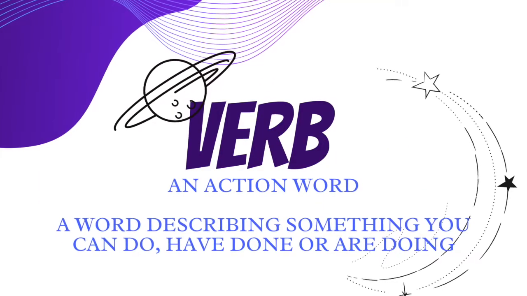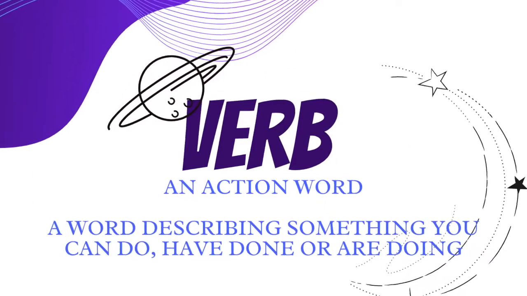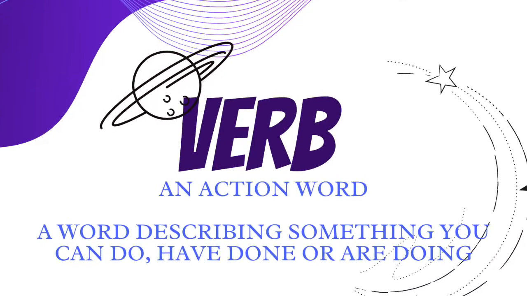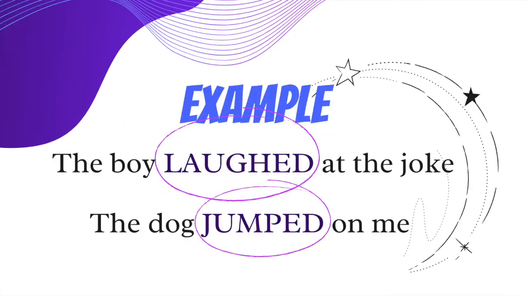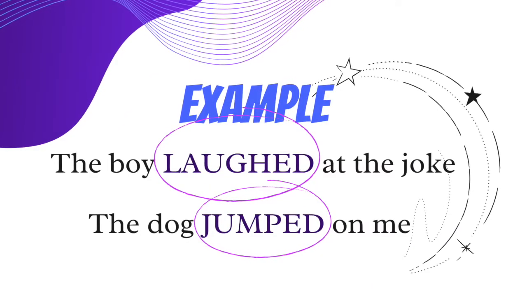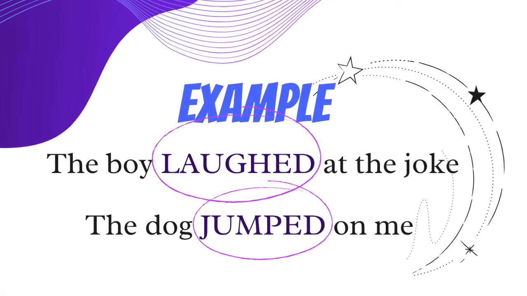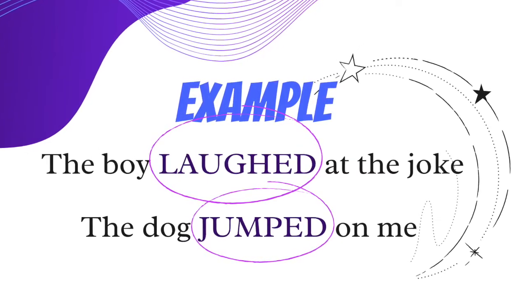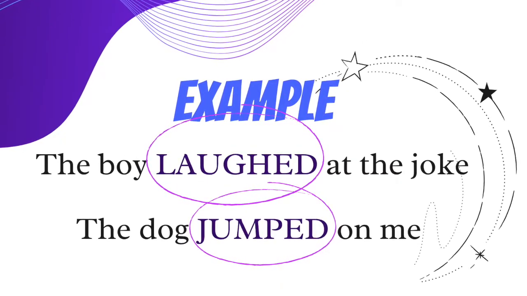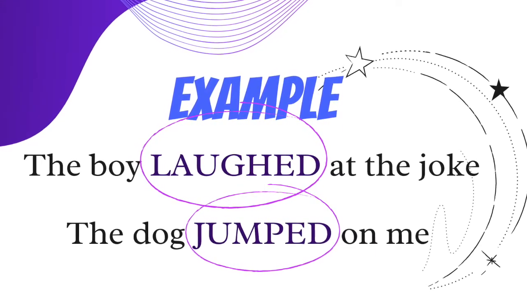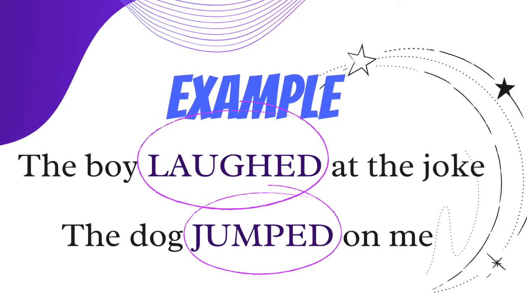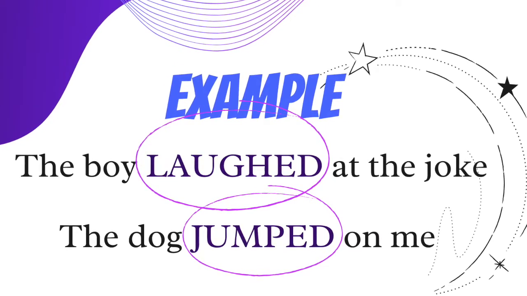Last, let's talk about verbs. Verbs are action words and they describe something that you can do, you have done, or you are doing. When you think of verbs, think of action. So here we have an example. The boy laughed at the joke. Laughed is the verb because it is the action word. The dog jumped on me. Jumped is the verb because it is the action that the dog completed.